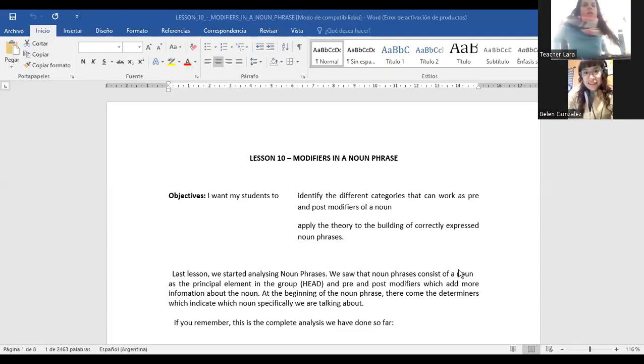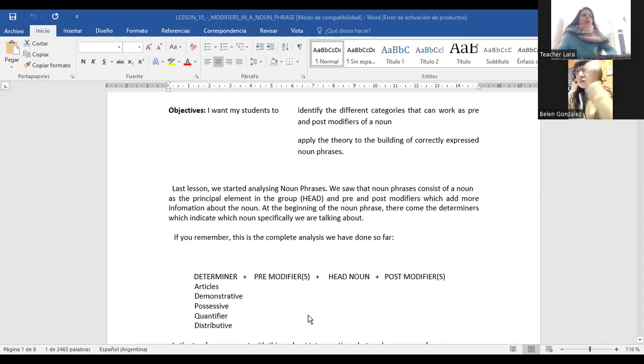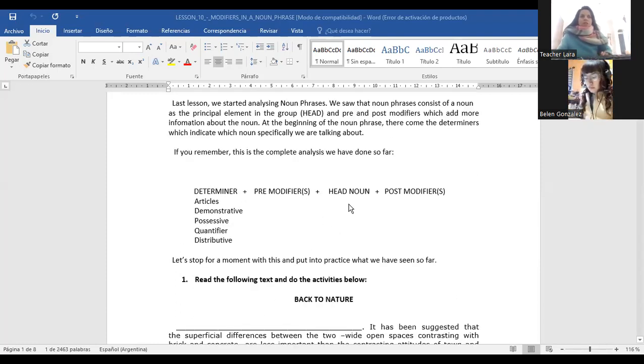So, okay, don't worry. The idea is to continue with this part of the written expression curriculum. We have seen the determiners that go before the pre-modifiers, but we haven't seen the pre-modifiers and the post-modifiers, and we are going to do that together today.